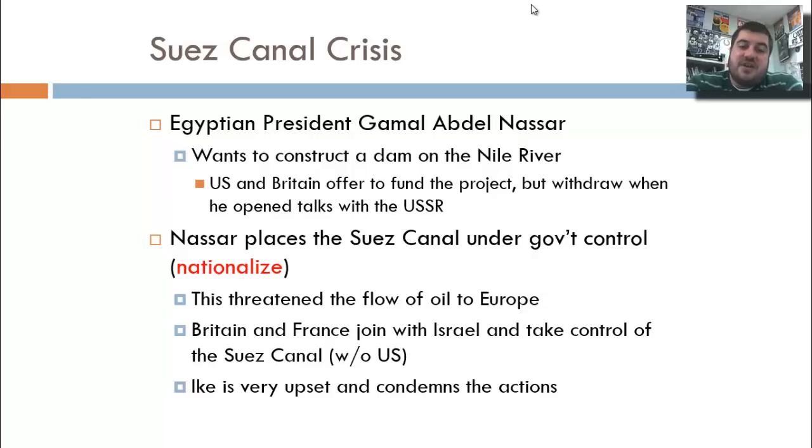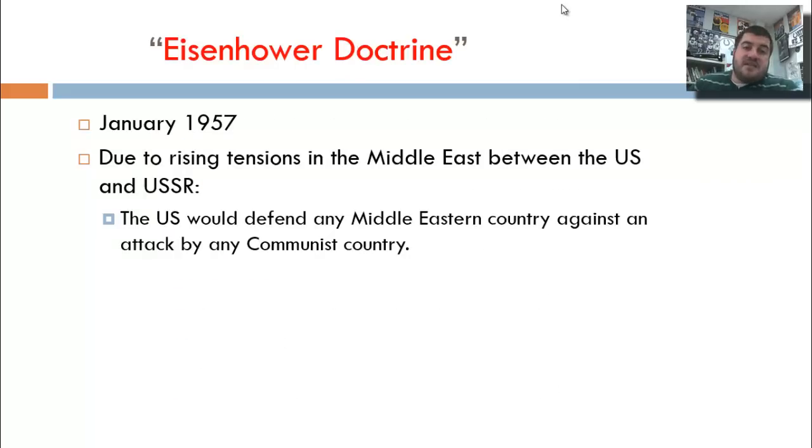They do this on their own, and Ike is very upset because this could have started World War III, this battle over the Suez Canal. He condemns the actions. We talk with Khrushchev. It was a misunderstanding, and it goes from there. This does lead to the Eisenhower Doctrine, issued in January 1957. It's basically a Truman Doctrine for the Middle East.